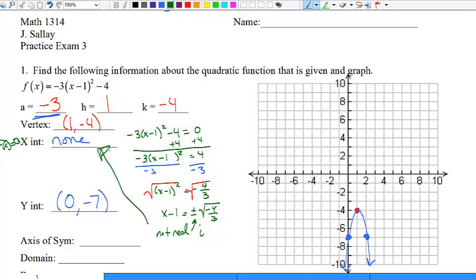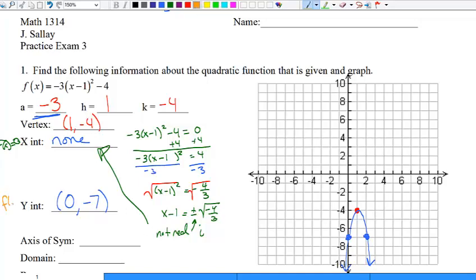Okay? So that's how you'd find the x-intercepts the long way, if you didn't happen to already see it on the graph. But please take that extra moment to plot the a, h, and k and see if you can't get something for free. It's going to save you a lot of time.